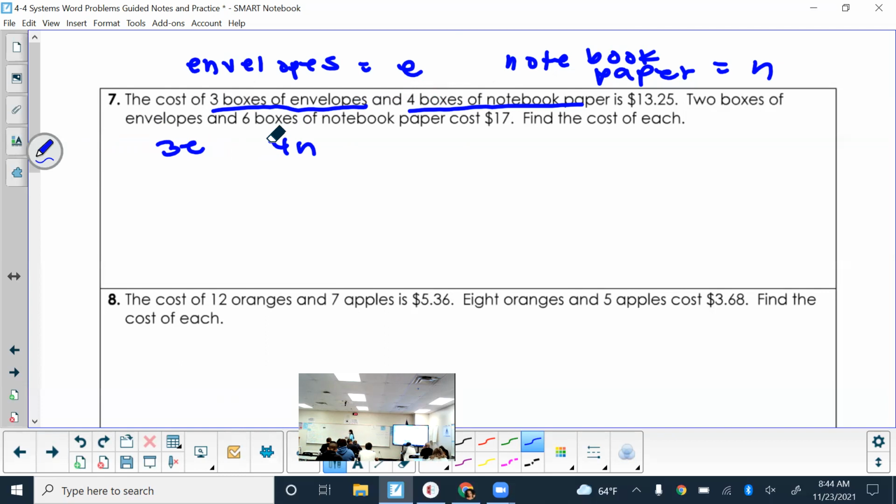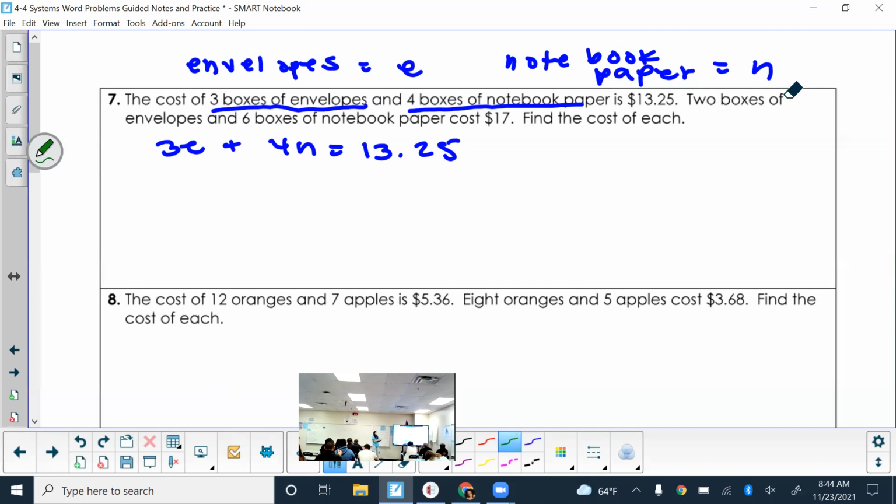The totals are usually next to what? Equal signs. So equals 13.25. Now, what operation goes in between these 2 terms? Good, because combined, that's what they cost, right? So combine these, add. Questions about that? So that's one of the equations.